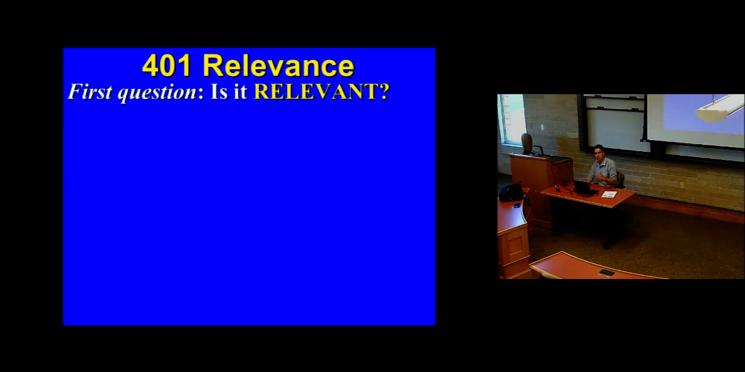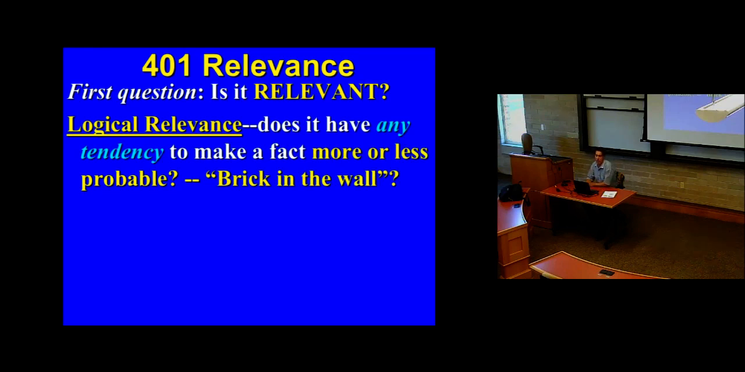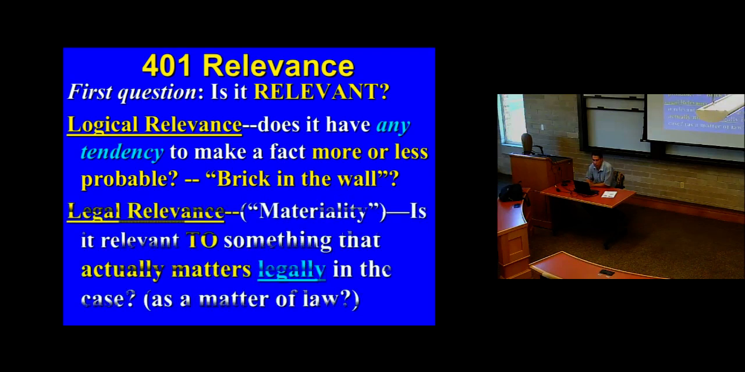Well, one of the first questions you should always ask when doing a review of evidence is, is the evidence relevant? There are two types of relevancy, and we'll see these here. Now, the rule doesn't say logical and legal relevance, although analytically this is a helpful way to think about them. Logical relevance: does it have any tendency at all to make a fact more or less probable? Kind of the idea of a brick in the wall.